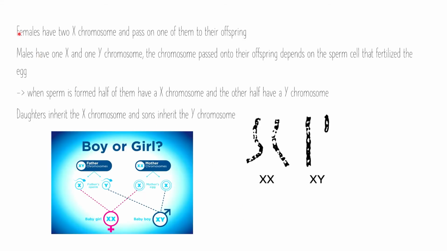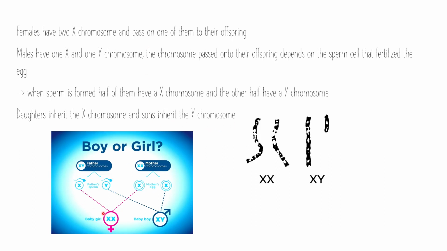Females have 2 X chromosomes, and they're going to pass 1 X chromosome onto their offspring. Males have 1 X and 1 Y chromosome, and the chromosome passed to their offspring depends on the sperm cell that fertilizes the egg, because when sperm is formed, half of them have an X chromosome and the other half have a Y chromosome. Daughters are going to inherit the X chromosome, because females have 2 X chromosomes, and sons are going to inherit the Y. And we can see that right here.